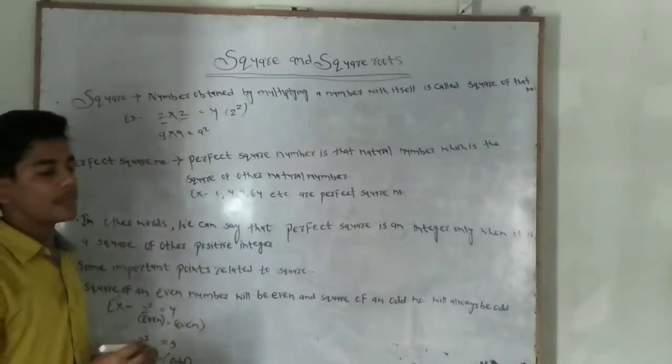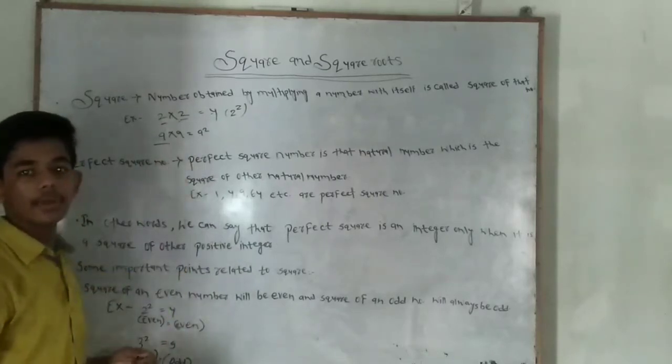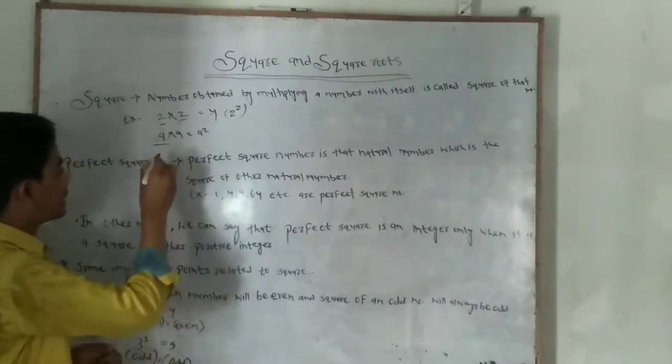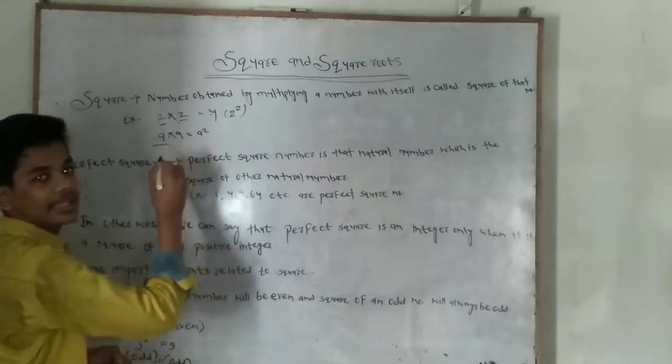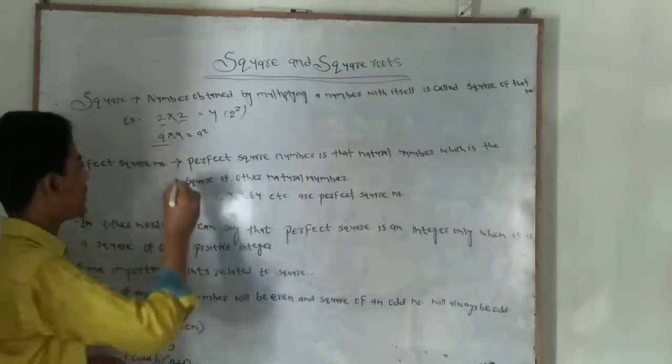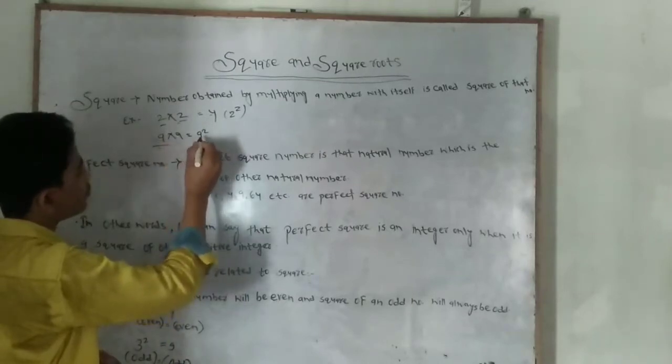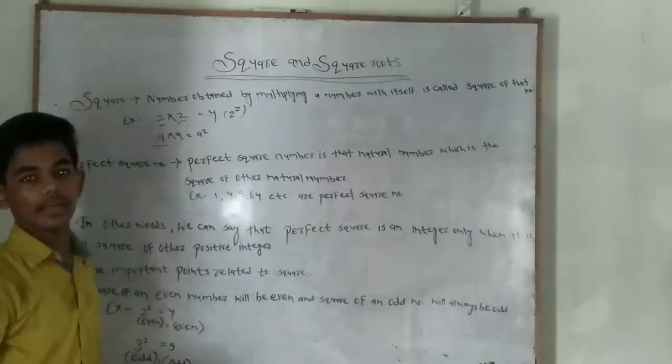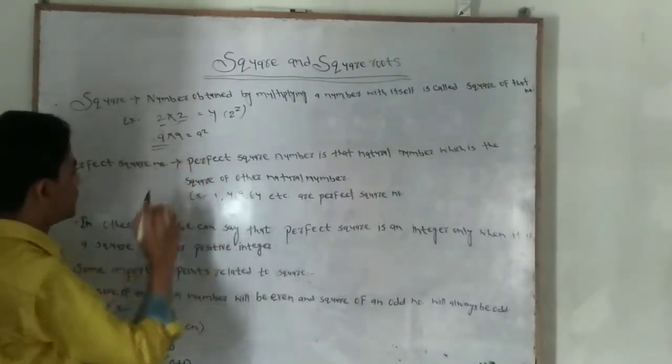Now suppose the number is a, and we have to find the square of a. Then a will be multiplied by a because they will be the same, and then the square will be found. A into a gives a square, and this is the square of a.